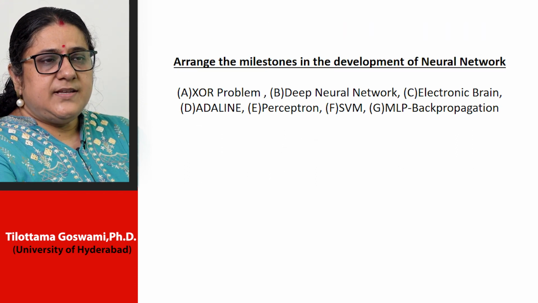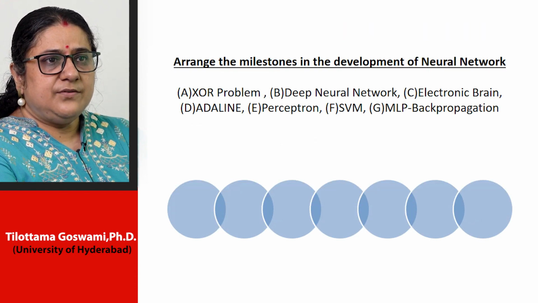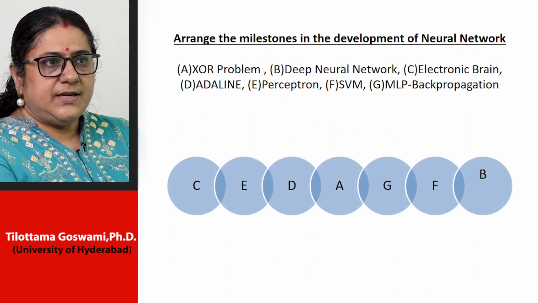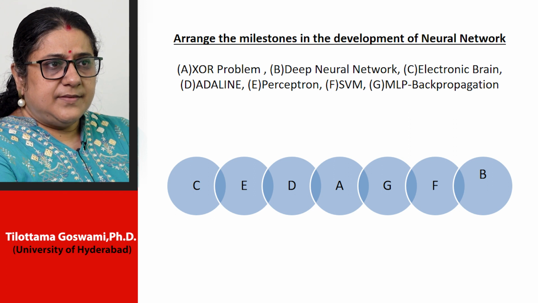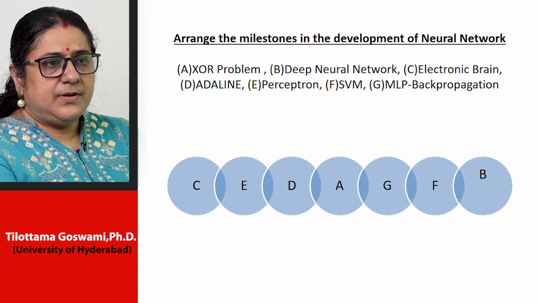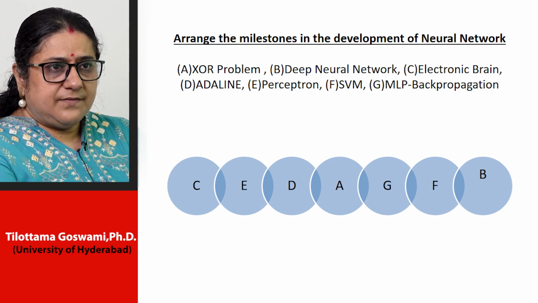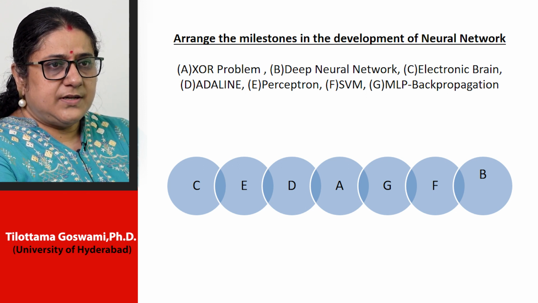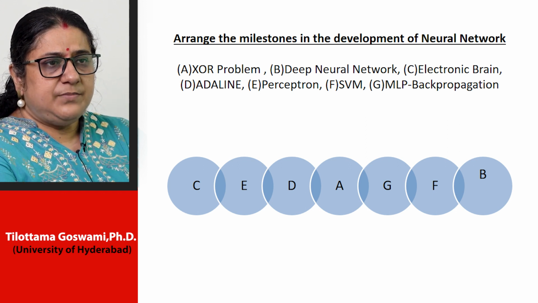Arrange the milestones in the development of the neural network. The answer is starting with the electronic brain, then comes the perceptron, then Adaline. The XOR problem arises. To solve that, we have the MLP, multi-layer perceptron. Backpropagation of the error is used for training, or to learn. Then come the support vector machine and the deep neural network.